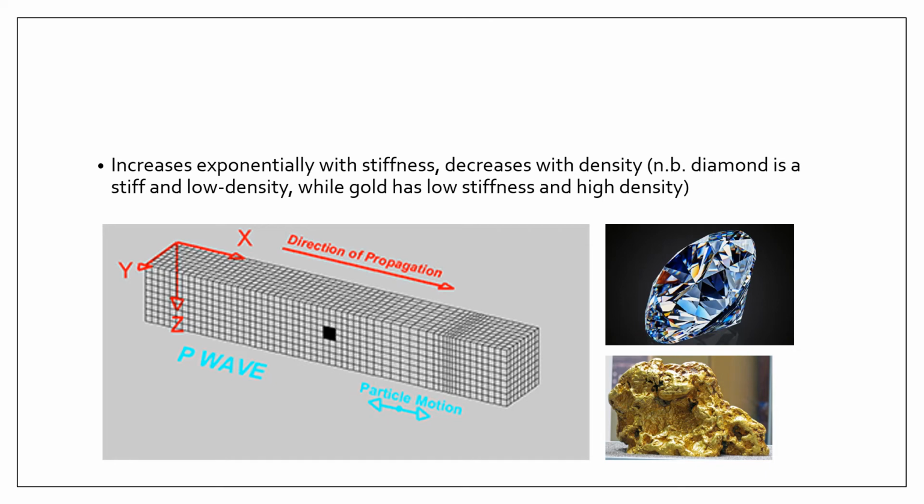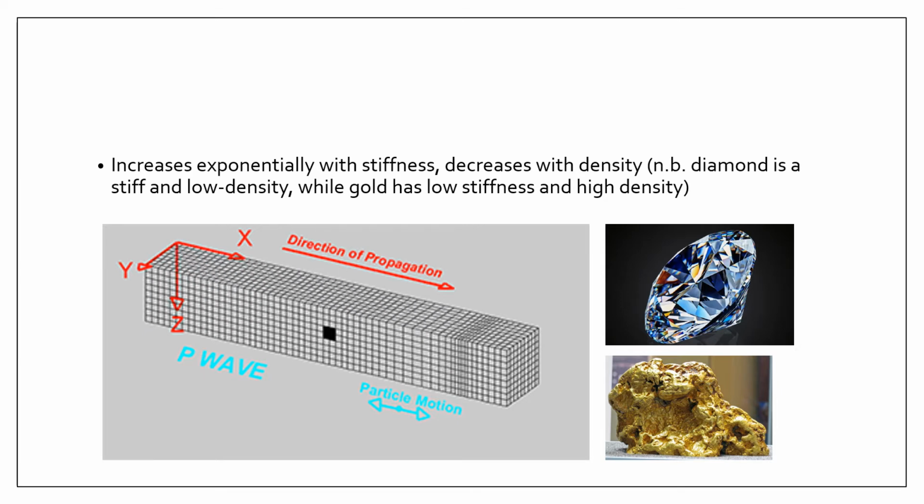Seismic velocity increases exponentially with stiffness. So what is stiffness? It's sort of a measure of brittleness of your material. It shows how fast your material can respond to an elastic deformation. So the faster that your material can respond to an elastic deformation, the stiffer it is.